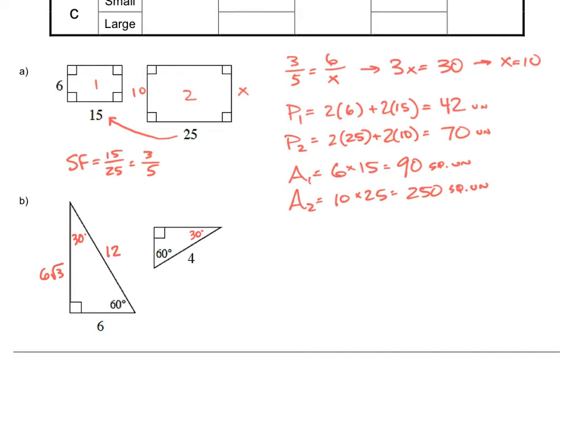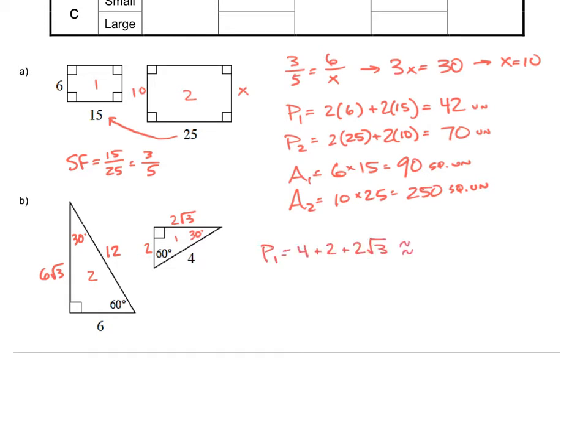Now, for this smaller one, I have the hypotenuse, so I cut it in half to get the short leg. And then I multiply by √3 to get the long leg. Let's call this shape 1, shape 2. And let's go ahead and do our area and perimeter calculations.